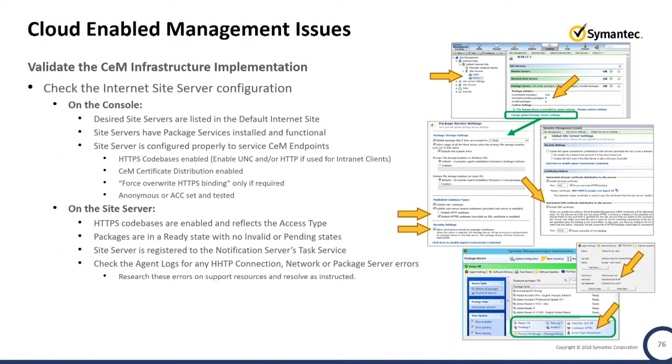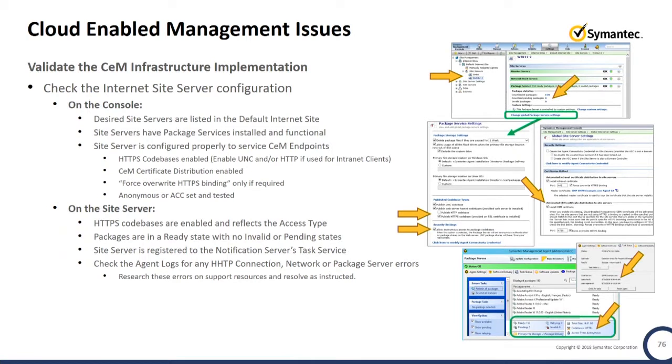Okay, so check the standard configurations and policies that you would normally do for a package server that's on the intranet inside. Okay, make sure that you have HTTPS enabled. That's part of the basic configuration of Cloud Enabled Management. You must have HTTPS, period, end of story, right? So that should be obvious.